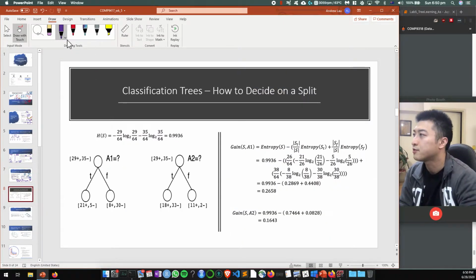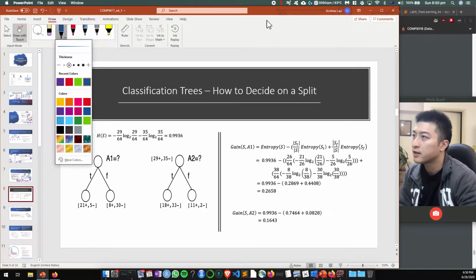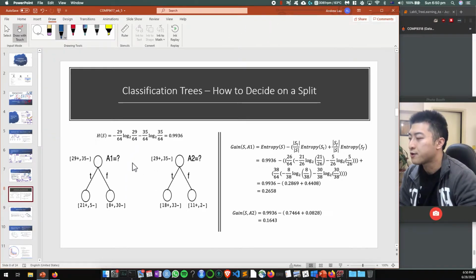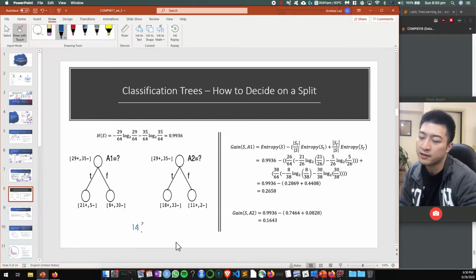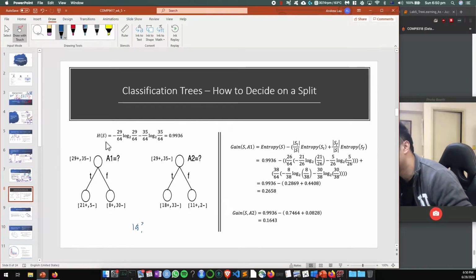Let's go through an example. Let's make it more concrete. Okay, so in this example, you're trying to work out which split is better, right? And the way we want to do it is we want to work out the information gain, which one is better. So let's work it out. Now, the entropy of S, this is the entropy before the split, right? So this is the original.